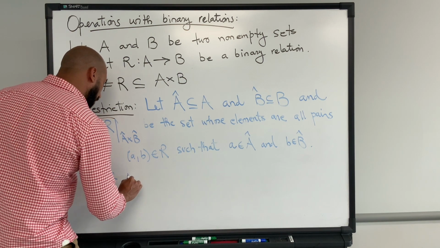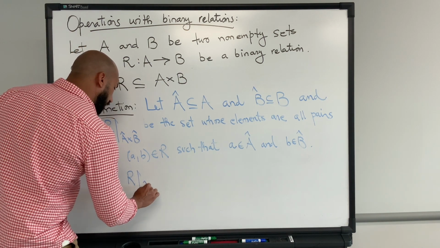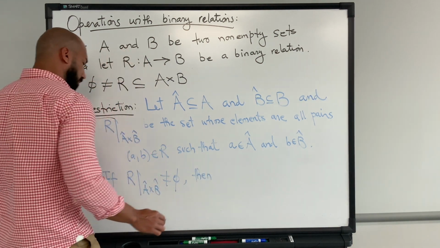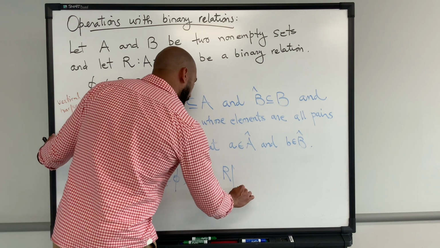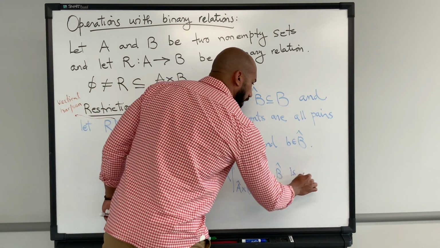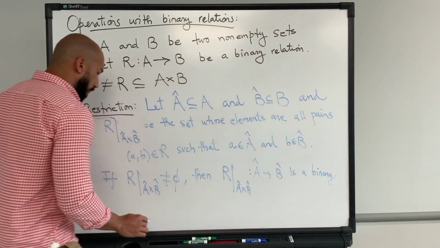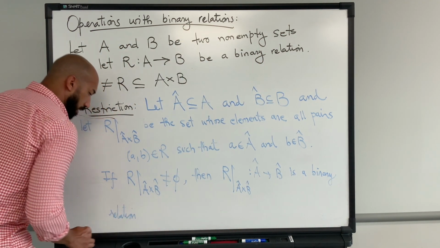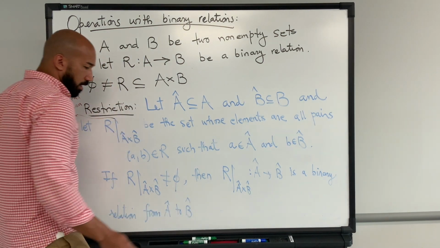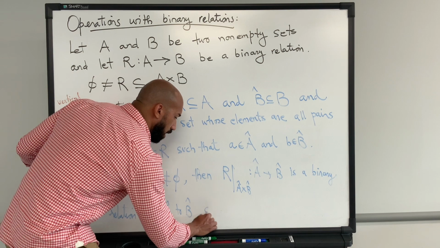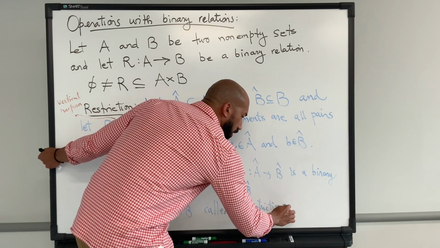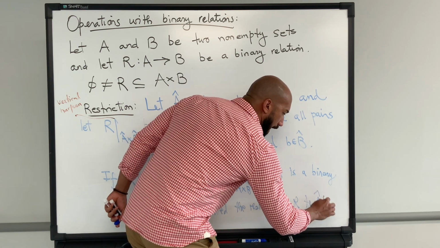If this set is different from the empty set, then it is a binary relation from A hat to B hat, which is called the restriction of R to A hat Cartesian product B hat.